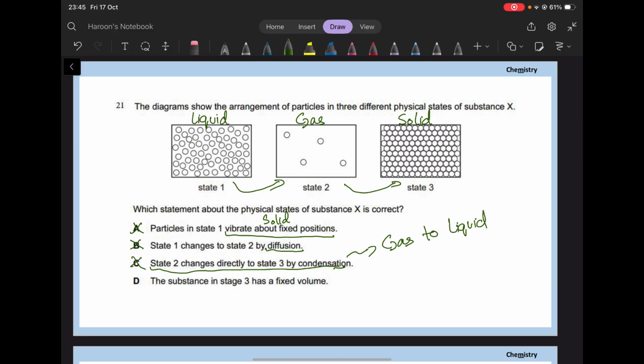The substance in state 3 has a fixed volume. It is a solid. Solids do have a fixed volume, don't they? It can't be further compressed, right? So this is as close as the particles can get. So D is the actual answer. This statement is correct.